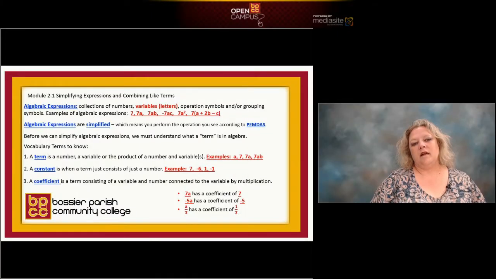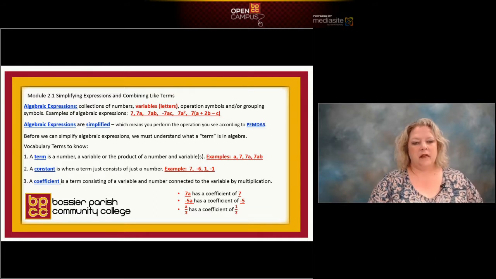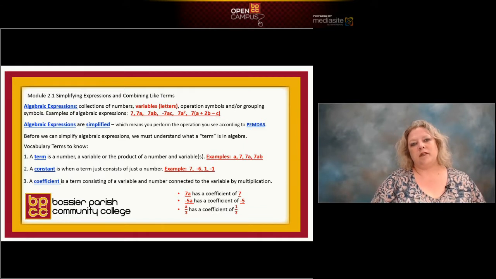Hi, this begins Module 2. So the first section, 2.1, is on simplifying expressions and combining like terms, vocabulary. So the first thing that we want to do is know that this is an introduction to our algebra concepts.